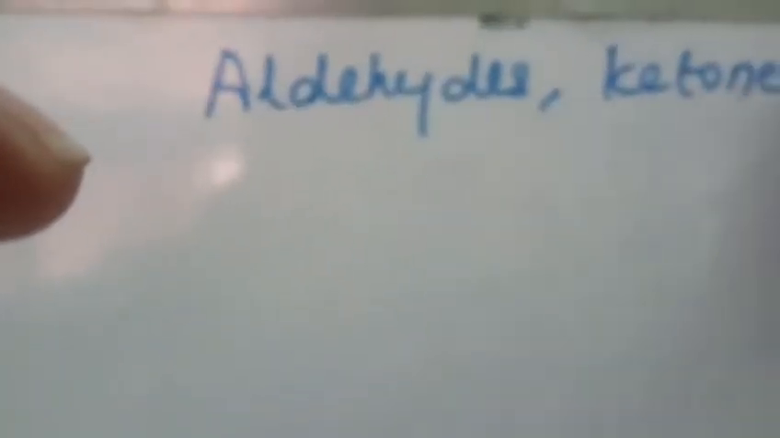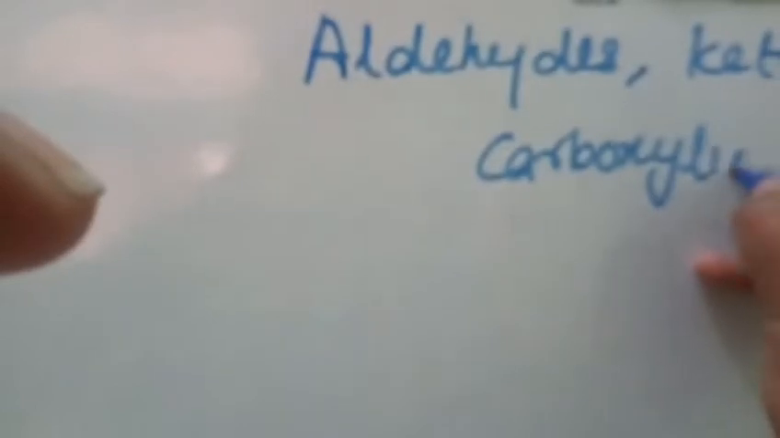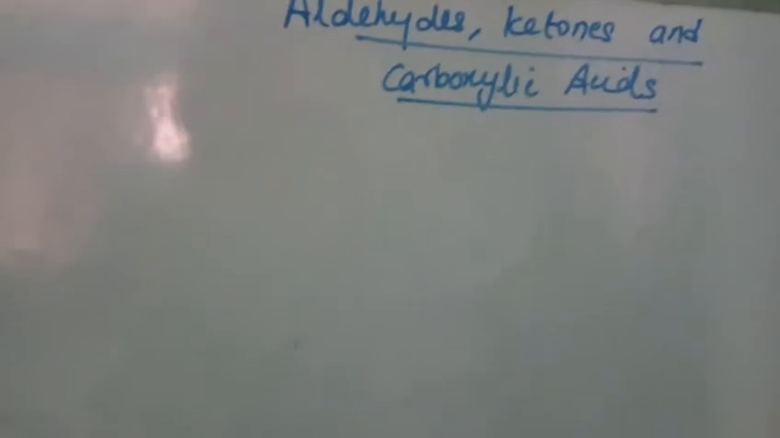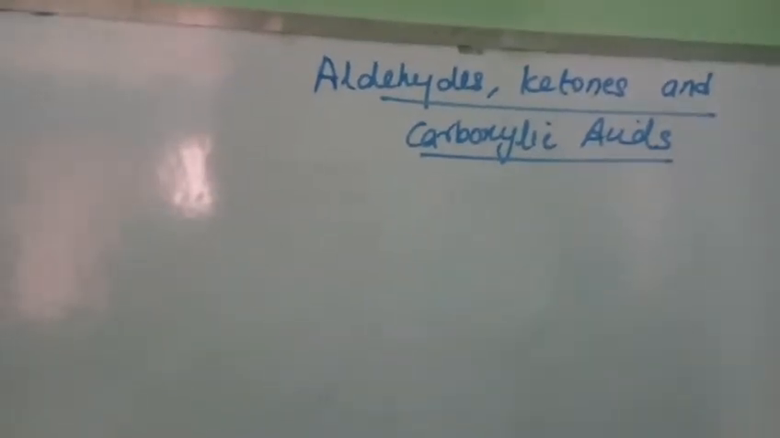So hello students, today I will start a new chapter, that is aldehydes, ketones and carboxylic acids. In this chapter we will study the nomenclature, methods of preparation, and physical and chemical properties of these three classes of compounds. Also you should know what carboxylic acid derivatives are. Although we have studied all this in first year, still, a revision.